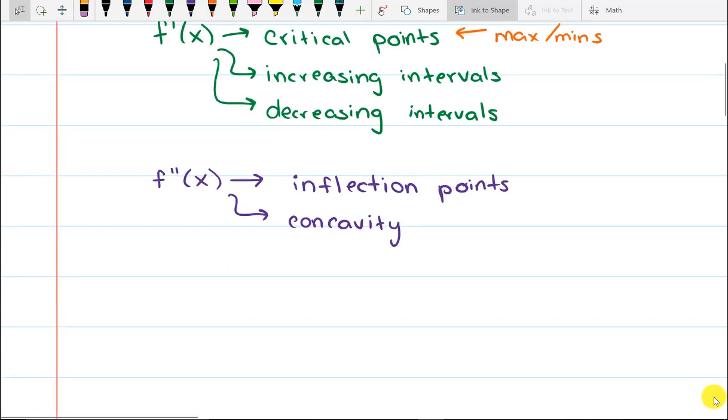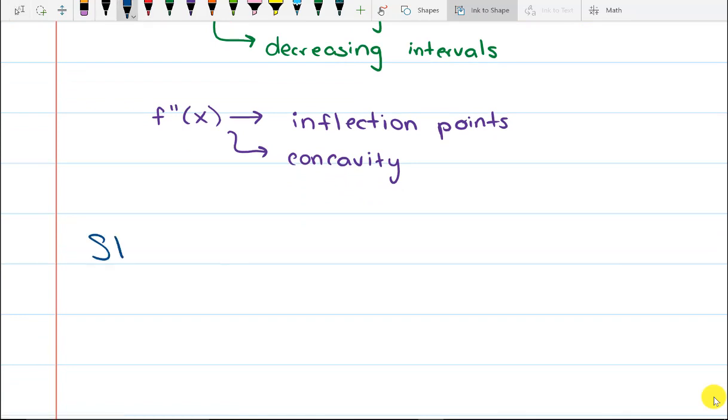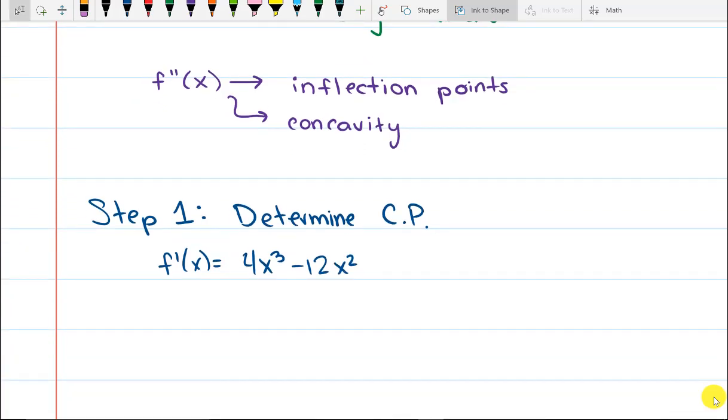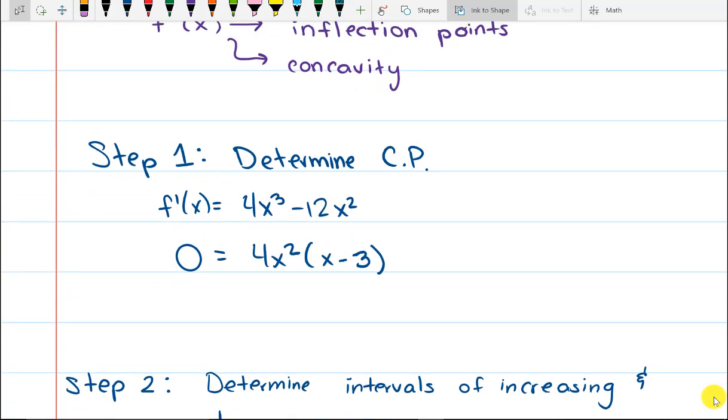So step 1, we need to determine our critical points. And here we go, let's do that. f prime of x is equal to 4x cubed minus 12x squared. To determine critical points, we set our derivative equal to 0. I'm going to factor out a 4x squared, so I'm left with 4x squared times (x minus 3). And from there, I just solve. 4x squared equals 0, x minus 3 equals 0, and I'm left with x equals 0 and x equals 3. So those are my critical points.